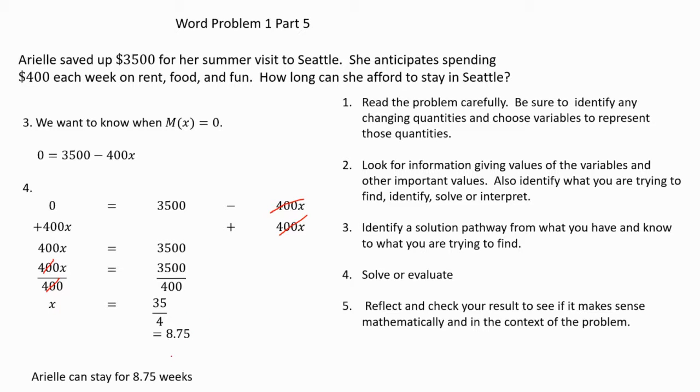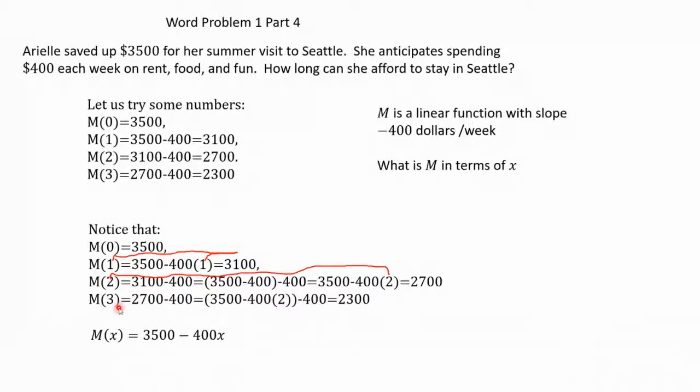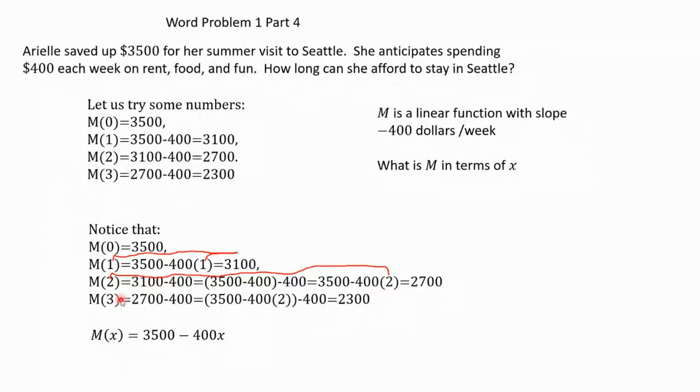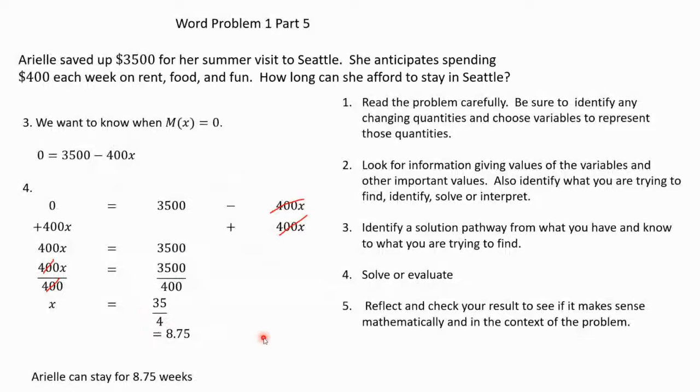And that turns out to be about 8.75. So she can stay about 8.75 weeks, so a little less than 9 weeks she can stay. I mean, we could have, theoretically, kept going with these calculations until we got to m of 8. Then m of 9, we would see she would run out of money. So that would tell us that if we just did these calculations, we could approximate how long she'll stay, somewhere between 8 and 9 weeks. But this way, we get the exact answer.